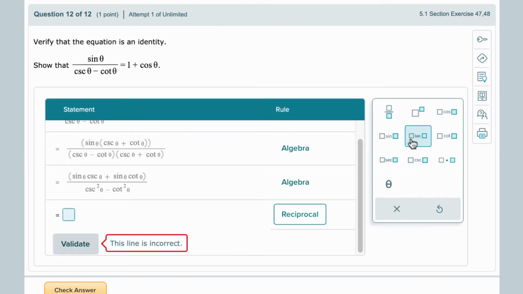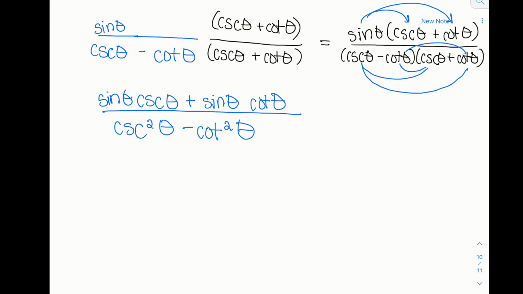Okay, what do I want to do at this point? The squares on the bottom definitely make me think of the Pythagorean identity. So I'm going to look into using the Pythagorean identity in the denominator.